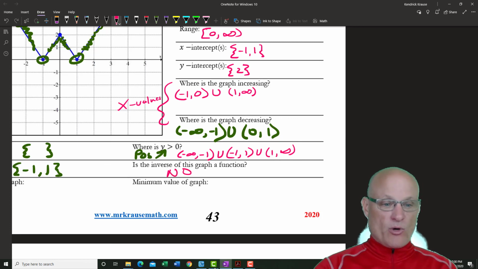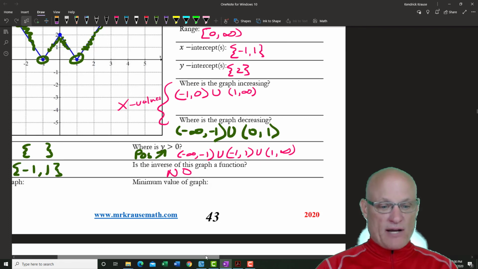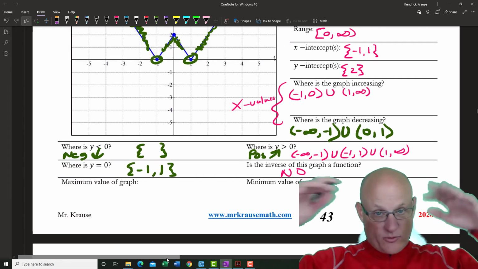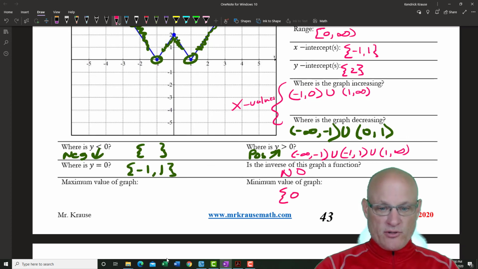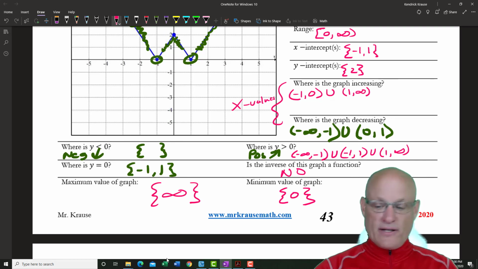Is the inverse a function? No, because it's not a one-to-one function. And then min and max, don't forget, min and max are our y values. So the lowest y value is 0, so the minimum is 0. And the maximum is infinity.